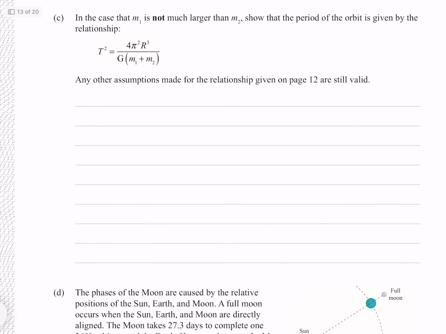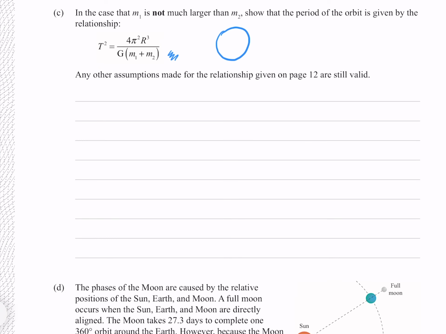In the case that m1 is not much larger than m2, show that the period of the orbit is given by the relationship here. Any other assumptions made for the relationship given on page 12 are still valid. In this situation, we can model the system as m1 and m2 orbiting their shared centre of mass. Whereas in our previous question r is the distance between the masses, we'll define the distance from the centre of mass to m2 as the letter x.